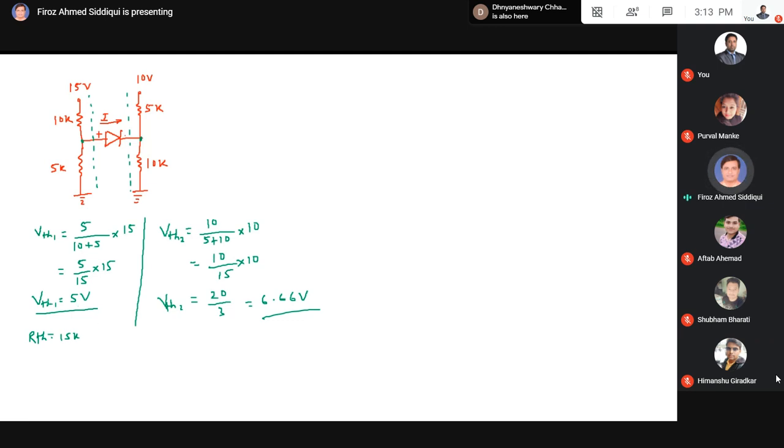And by the way, in this case also Thevenin's equivalent resistance will be 15K. If you add these two resistors which are connected in series, you will get this 15K. So the voltage at this end is 5 volt and the voltage at this end is 6.66 volt. So can you change your opinion now? Whether the diode is in forward bias or in reverse bias condition?